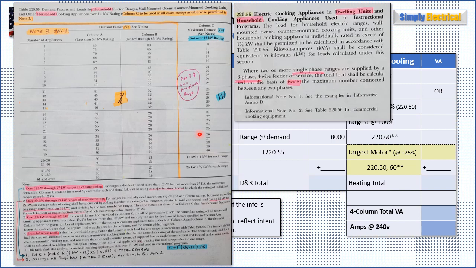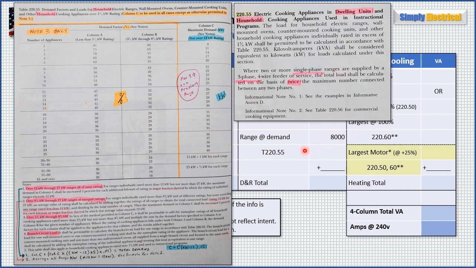Our range in our example was 10,000 watts. If we go up here, we have one range. It's under 12,000. So we just take 8,000. Now, since it's over 8 3/4 kilowatts, we can't use column B because it's 10,000. So we have to use column C with our range. So we just take the 8,000 kilowatt rating that it gives us and plug it in right there. It's that easy. So if you have one range or one cooking appliance in a dwelling, you can just plug 8,000 in anytime, as long as it's not over 12 kW.